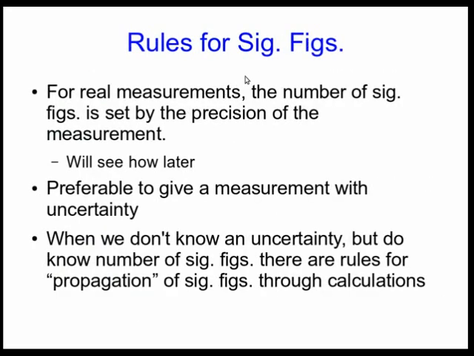So there are some rules, and they actually are not really important. And the reason is that for real measurements, it's always better to write down an uncertainty. Okay, and so you need to know something about the precision of the measurement, and we'll see later how you figure out what the uncertainty is in a measurement. But when you don't know the uncertainty, but for whatever reason you know the number of significant figures, there are some rules for how to propagate the sig figs through calculations so that you know how many significant figures you have in a final answer.